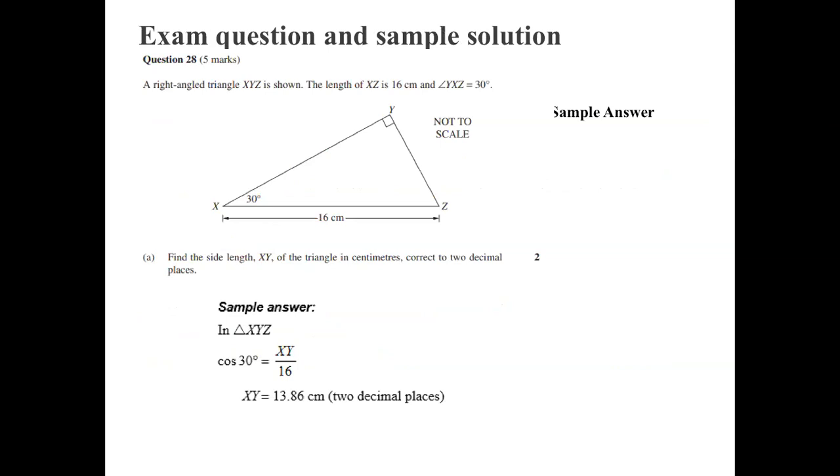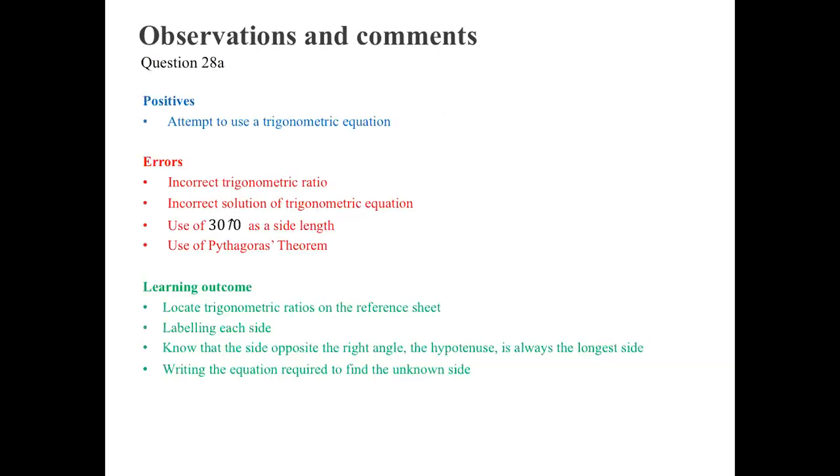Question 28 has two parts. In part A, they had to find the missing side, XY. So they had to use the cosine rule and work out the missing side. They did well at recognizing they had to use a trigonometric equation. Sometimes it was the wrong one, especially because the hypotenuse was along the base at the bottom of the diagram, so they looked at it and thought it wasn't the hypotenuse.